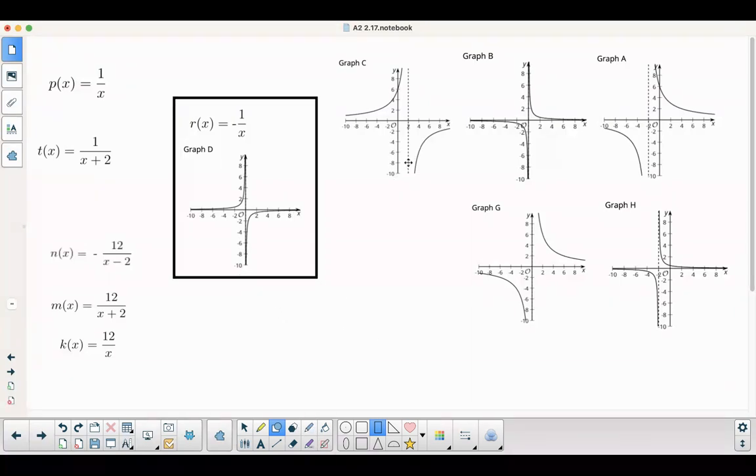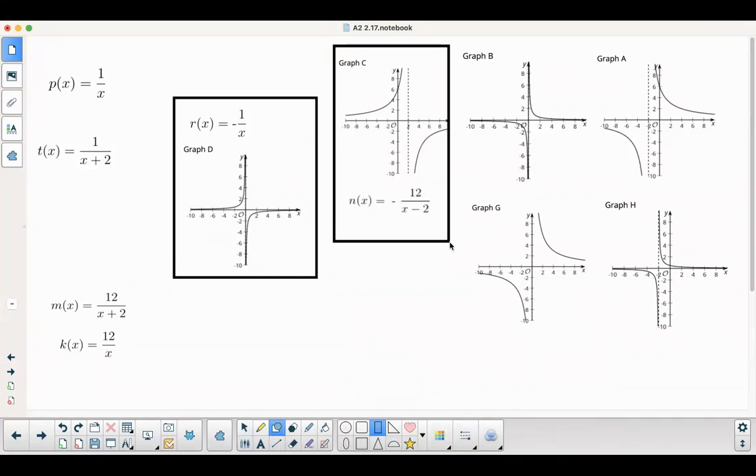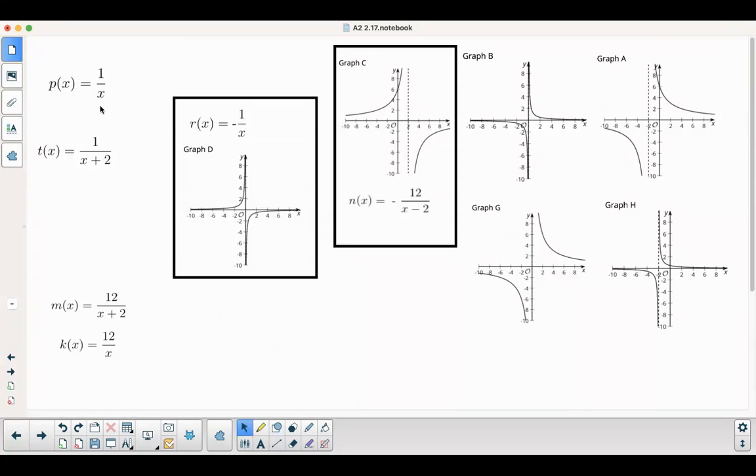Let's go here. The other negative one, if I look right here, my asymptote is at x equals 2. Because if I plug in 2 for x, I get 2 minus 2 is 0. Can't have 0 in the denominator. So that's going to go with C. So that'll get rid of some of these and make it a little bit easier. All right, let's narrow this down here.